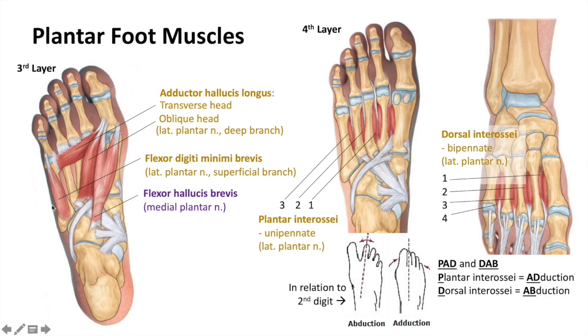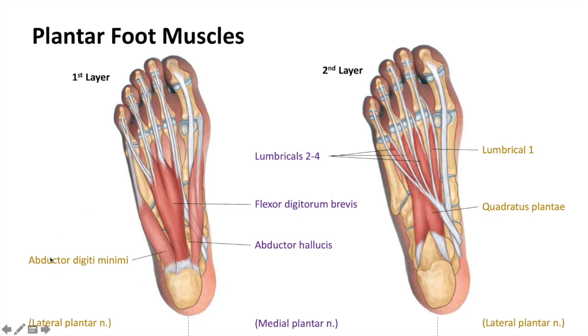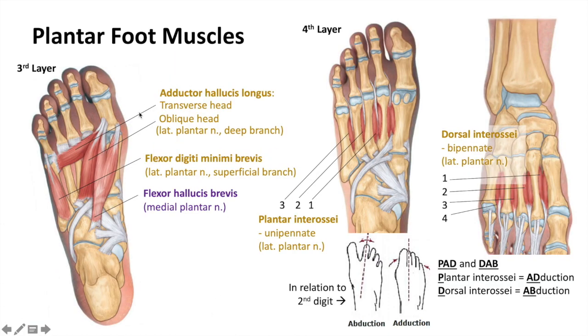Okay, let's add another layer. So this adductor hallucis longus is what creates that 7 shape. And again, to remind us of our color coding, that golden color is our lateral plantar nerve. So this adductor hallucis longus is going to be innervated by that lateral plantar nerve. And it's got a transverse and oblique head.